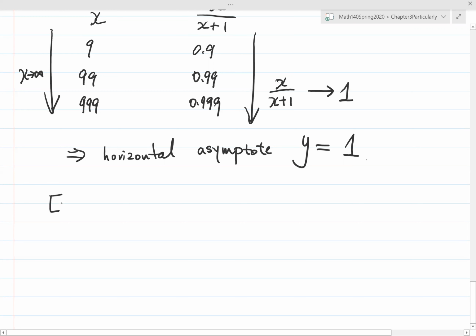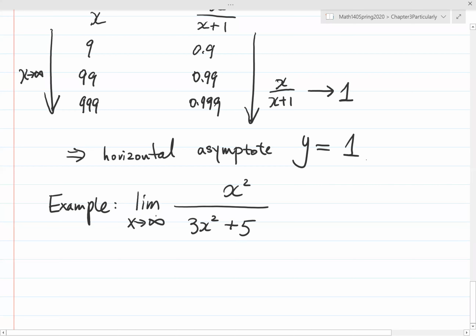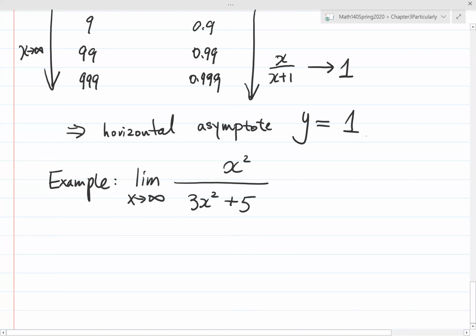Okay, example. x squared over 3x squared plus 5. Now here the highest degree is degree 2, so we divide by the highest degree, x squared.